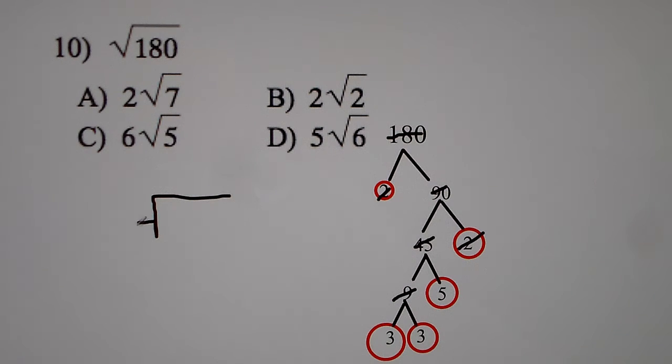2 times 2. So we put a 2 on the outside. 3 times 3, so we put a 3 on the outside. That 5 doesn't have any buddies, so you put it on the inside. 3 times 2 is 6. So you have 6 radical 5.